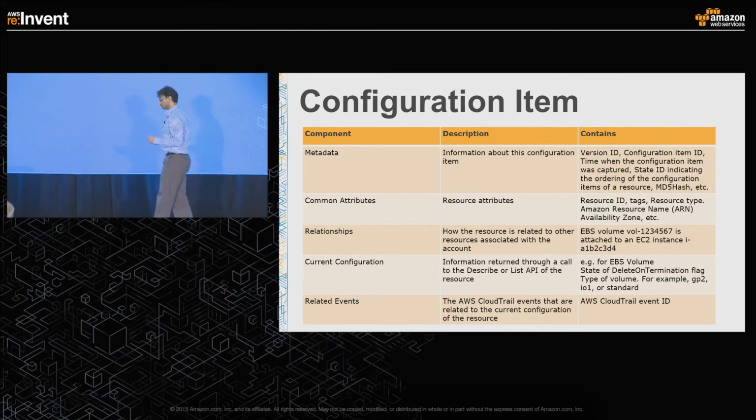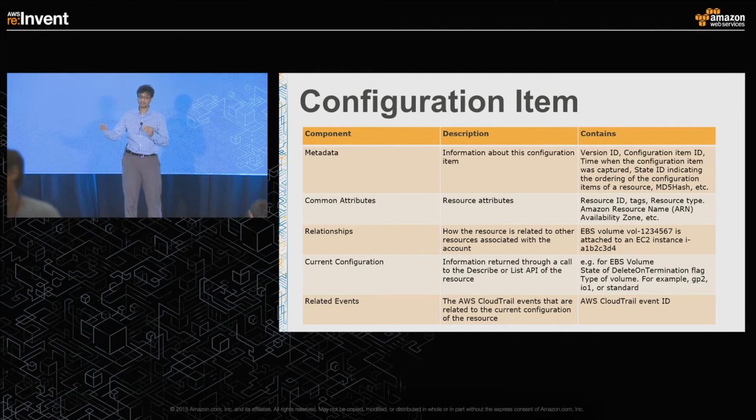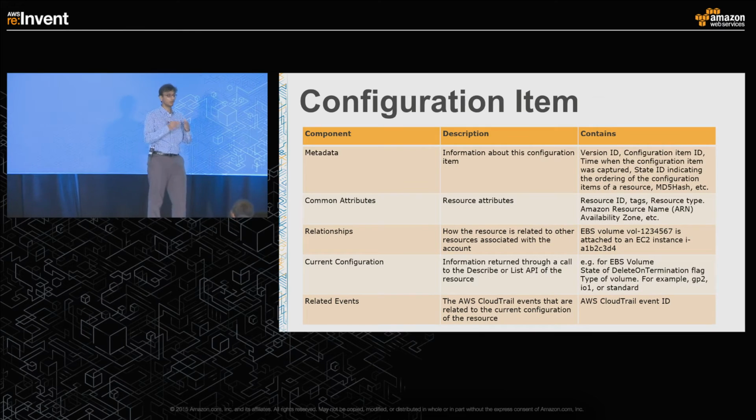Now, it's important to understand this little bit of detail about a configuration item. A configuration item actually represents a resource. It could be an EC2 instance, like Abhishek provisioned. It could be a security group, a VPC. All of these are normalized into this standard format.